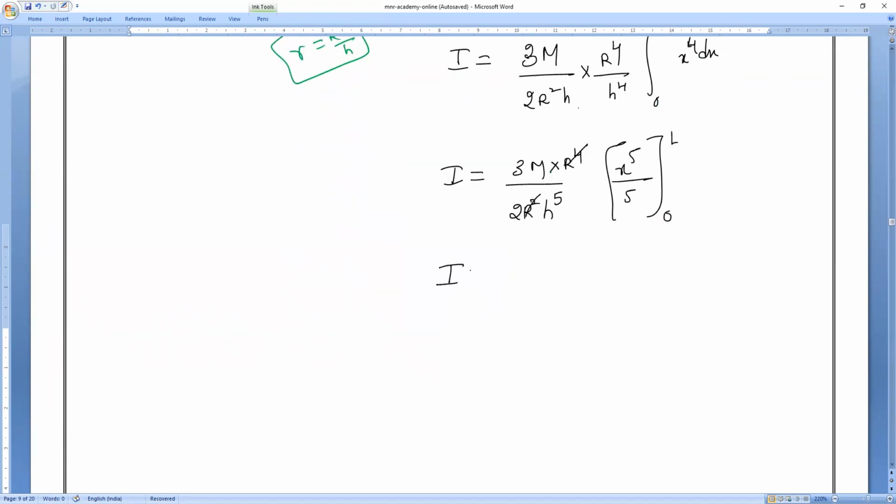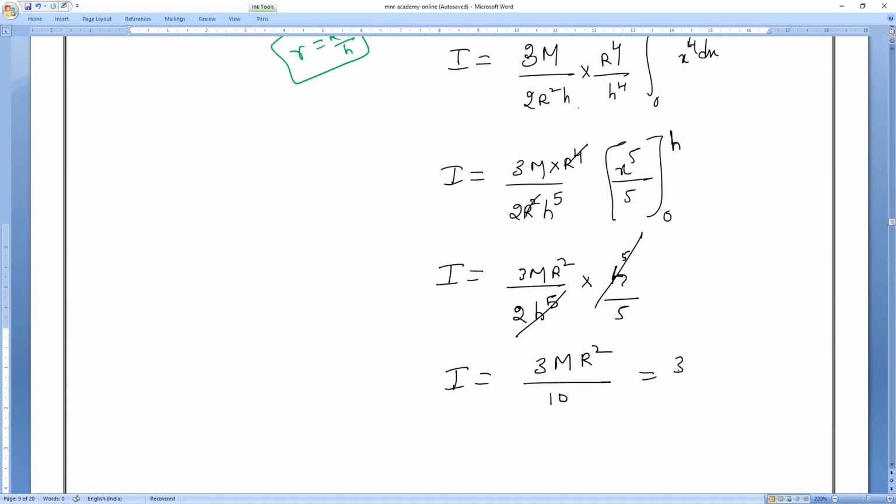I'll go with that. So I is equals to, what is that? 3m r square divided by 2 into h power 5 into directly h I will substitute it. H power 5 divided by 5. So h power 5 will get cancelled. So I is equals to, what is the answer? Speak loudly. 3m r square divided by 2, 5 is how much? 10. So which is equals to 3 by 10 m r square.